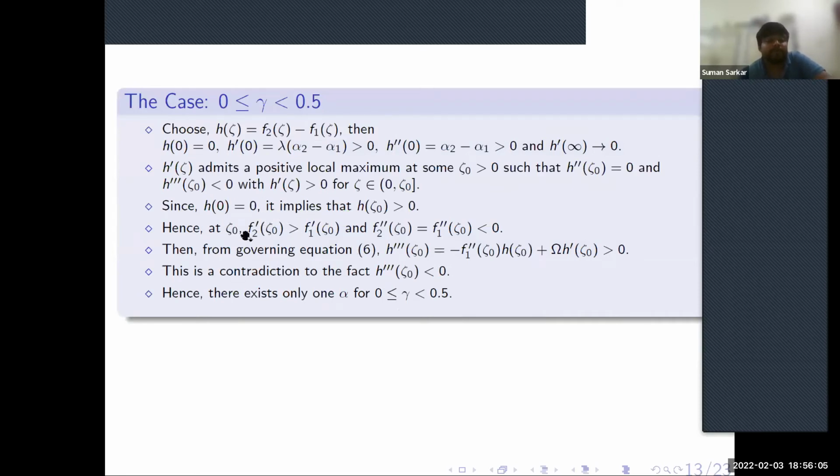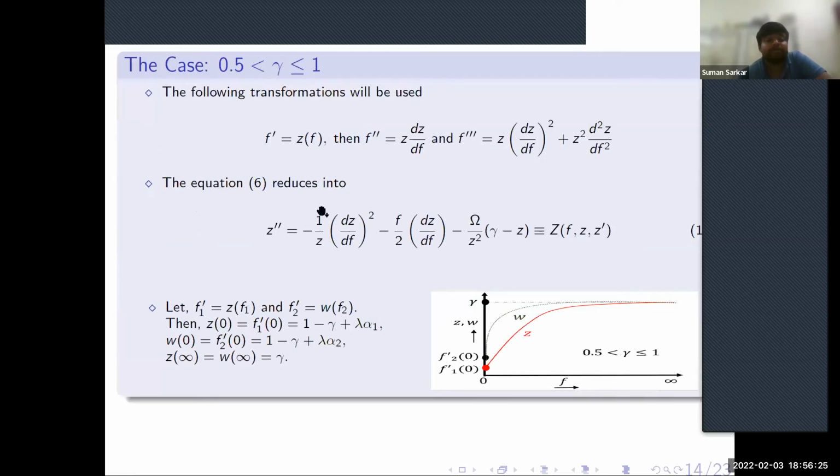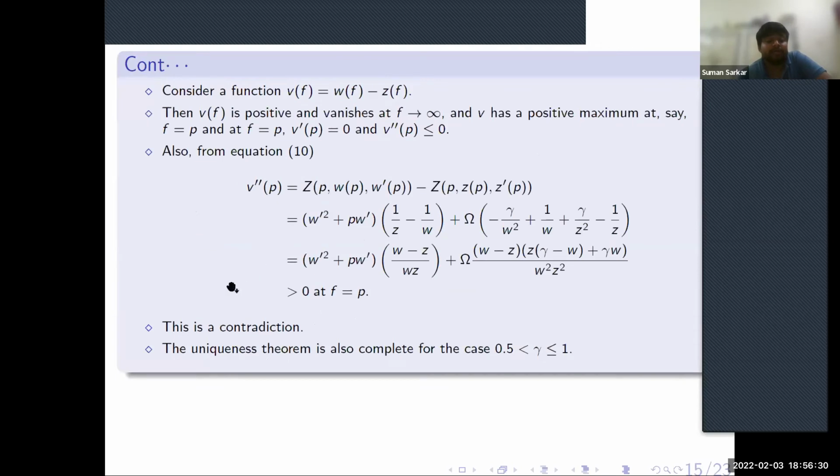On some consideration we get a contradiction, and the contradiction arises because we considered that there exist two alphas, alpha 1 and alpha 2. Hence there exists only one alpha. With a similar argument, for this case also we get a contradiction, and hence the uniqueness theorem is proved for gamma lying between 0 and 1.